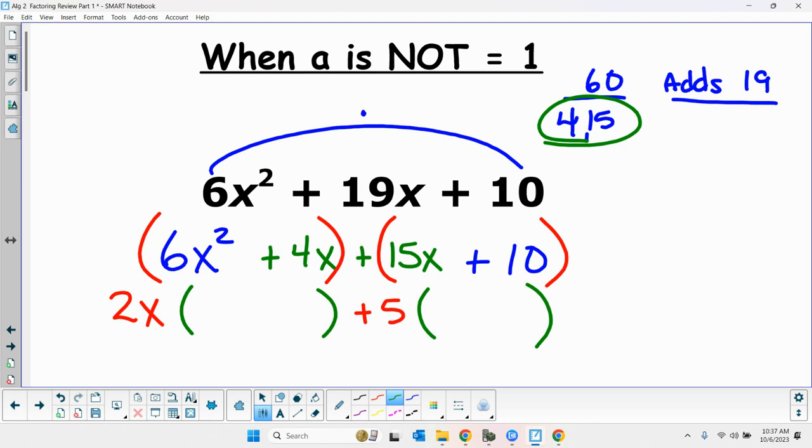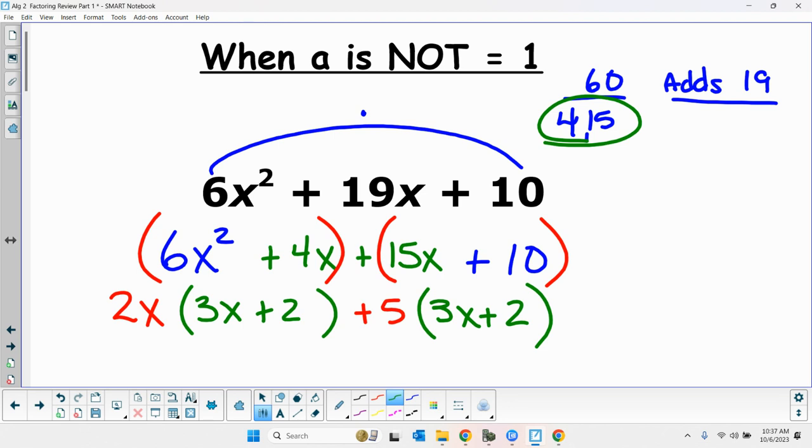So what is 6x squared divided by 2x? 3x. What's 4x divided by 2x? 2. What's 15x divided by 5? What's 10 divided by 2? I'm sorry, 10 divided by 5. What do you notice about the green? They're all the same. That's what's supposed to happen. If it's factorable, they're the same, like this is.